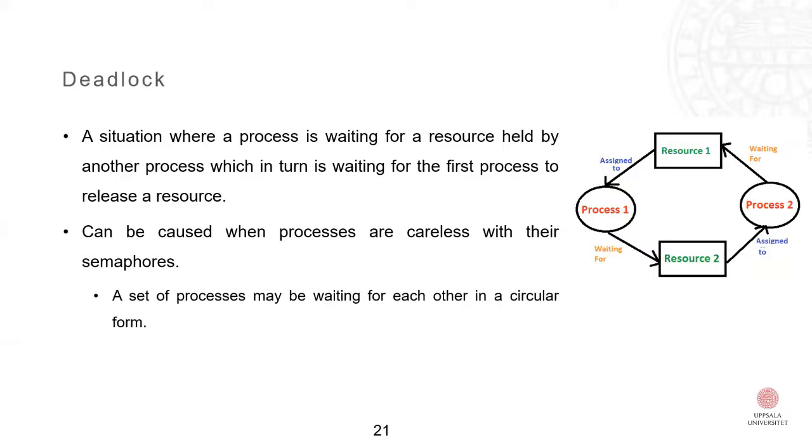So we have a kind of circular waiting, and none of them can execute, and both of them are blocked waiting for the other. So this is a problem in synchronization, and the programmers that use semaphores need to take care of this when they are programming to make sure that their program will not have deadlock.